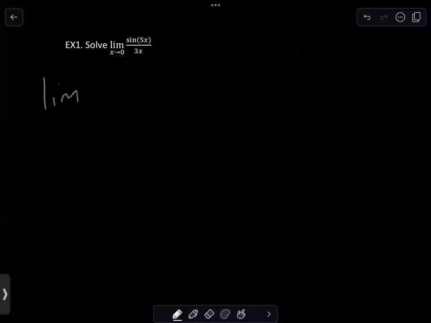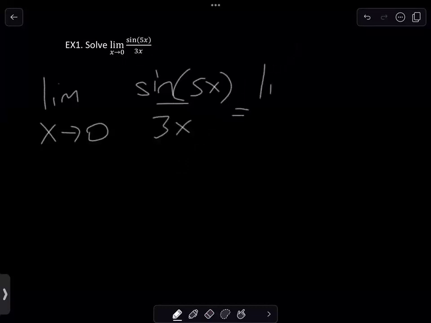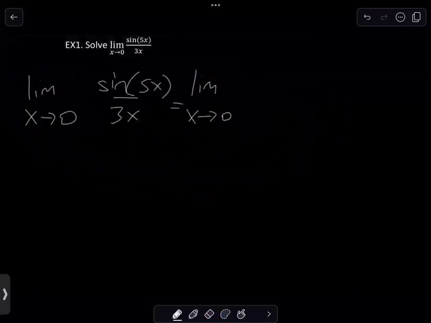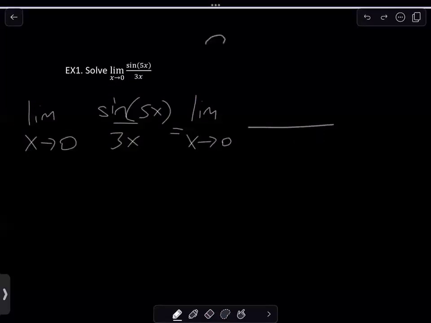So we have the limit as x approaches 0 of sine 5x over 3x. That is equal to the limit as x approaches 0. Let's just shrink this so we can do the differentiation. Now we are going to use Bernoulli's rule. Since this gave us an indeterminate form, 0 over 0, we can now use Bernoulli's rule. Bernoulli's rule states that we differentiate the numerator. If I differentiate that, it's going to give me 5 cosine 5x. I'm using the chain rule.